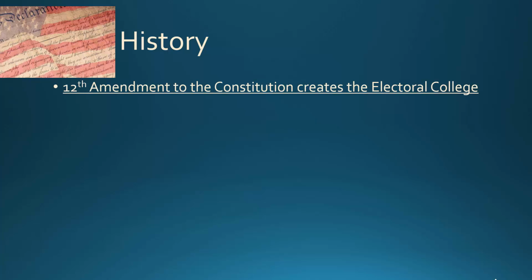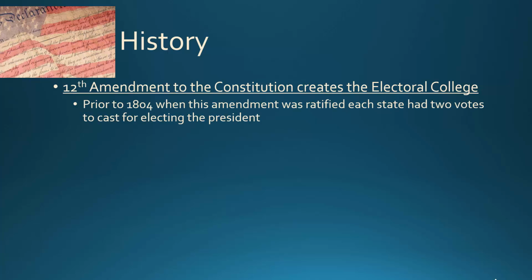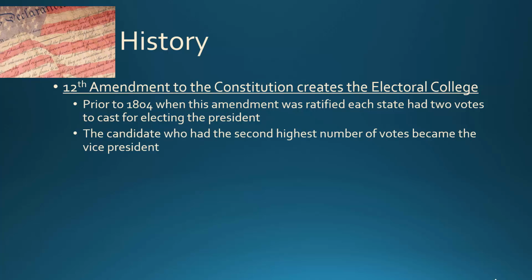First of all, let's start off with a little bit of history on the Electoral College. Before the Electoral College was created with the 12th Amendment, each of the states would have 2 votes to elect the President of the United States. So these 2 votes would be cast by each one of the states. The candidate who received the highest number of votes would be elected president, and the candidate with the second highest number of votes would become the vice president.